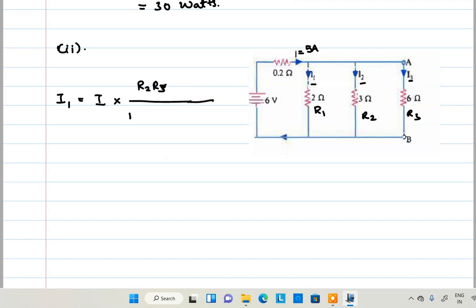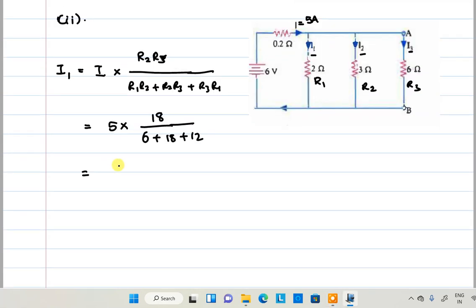Total resistance is R1 R2 plus R2 R3 plus R3 R1. Very important. The total current is 5 amperes. R2 R3 is 18, divided by R1 R2, which is 6, plus R2 R3, that is 18, plus R3 R1, that is 12. That will be equivalent to 5 into 18 by 36. One time, two times, it is 2.5 amperes.